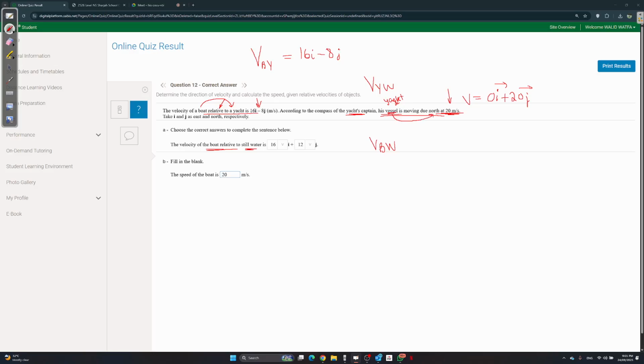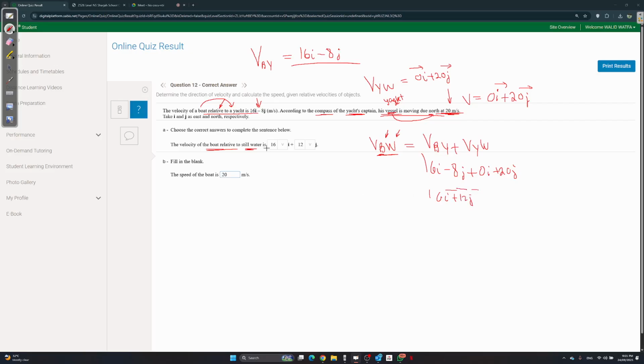Yeah, because his vessel is moving due north. So when you're looking at the compass, yani, it's with respect to the water. So 0i plus 20j. Okay, what's this? That means we need our first vector to start with B and our second vector to end with W. So isn't this just VBY plus VYW? Exactly. What's VBY? This 16i minus 8j plus 0i plus 20j. So you're gonna get 16i plus 12j.